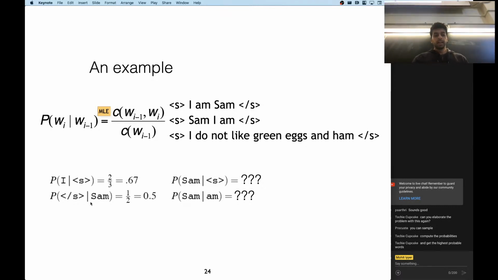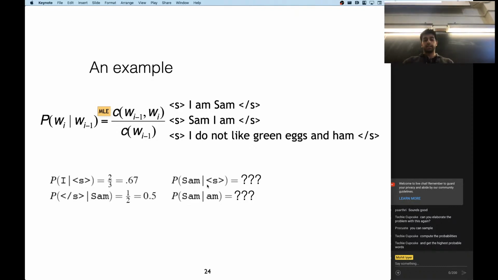Similarly, let's take a look at another example. This is how many times after seeing the word Sam I produce the end of sequence symbol. So I observe the word Sam 2 times. After the first occurrence, I do observe an end of sequence token. After the second occurrence, I don't. So this probability is 1/2.